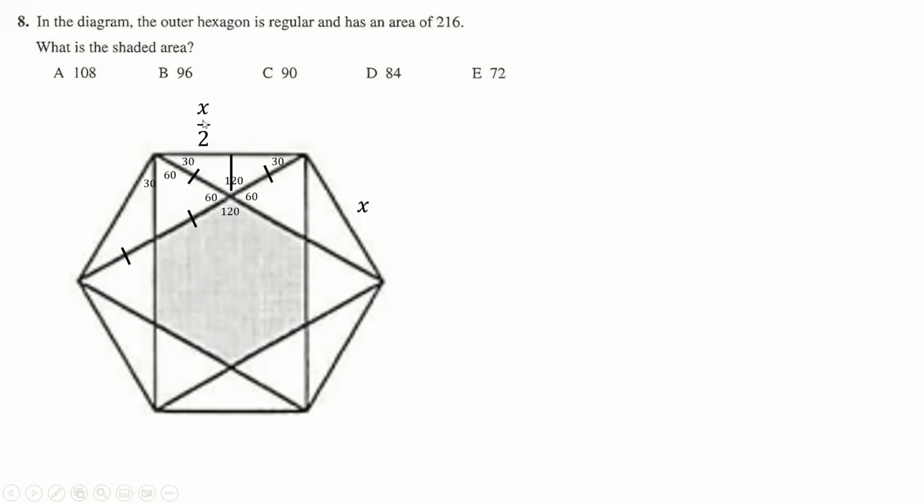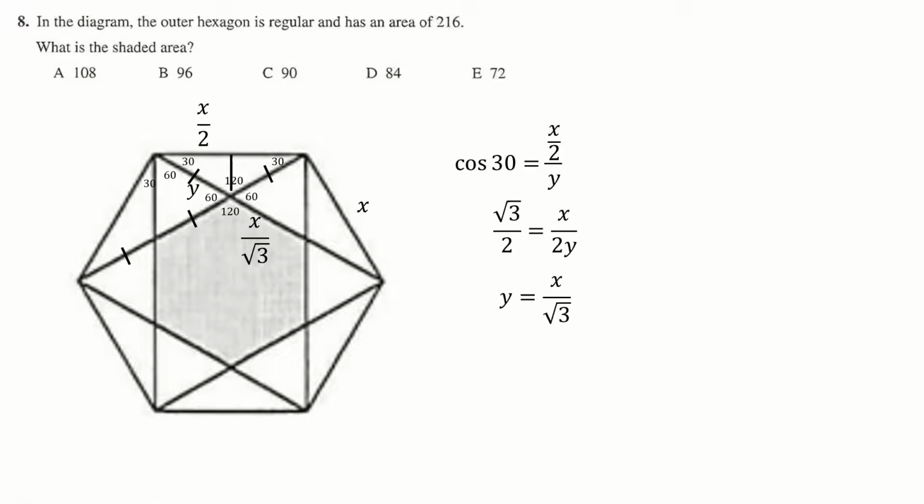So cos of 30 equals this over that. I'll call it y. Cos of 30 is root 3 over 2. Do some cross multiplying, and eventually you get y is x over root 3. So we have an original hexagon length x, and this hexagon has side length x over root 3, so the scale factor is 1 over root 3. And that's in terms of length. So the scale factor in area is 1 over root 3 squared, which is 1 over 3.